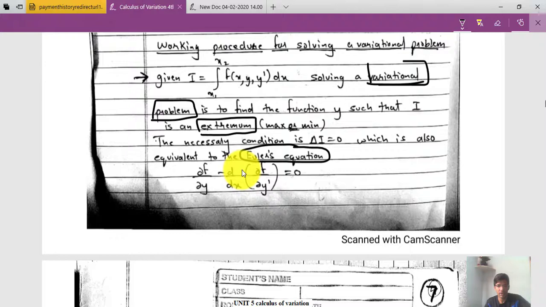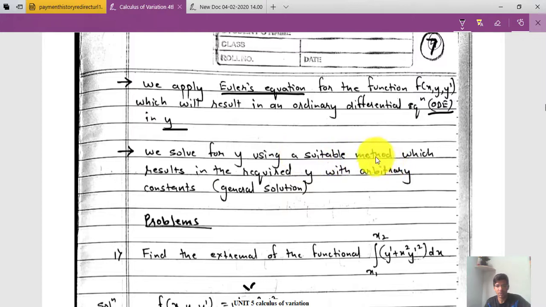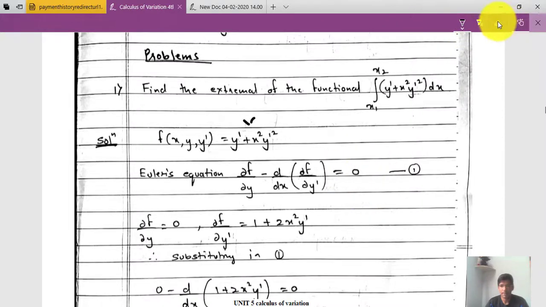So ∂f/∂y minus d/dx of ∂f/∂y' equals 0. Then after applying Euler's equation for the function f(x, y, y'), it will result in an ordinary differential equation in y, and we solve for y using suitable methods which you have already studied in your previous semesters: solving ordinary differential equations with constant coefficients, homogeneous, non-homogeneous, method of variation of parameters, and so on, right? Fine. So let us see these problems one by one.